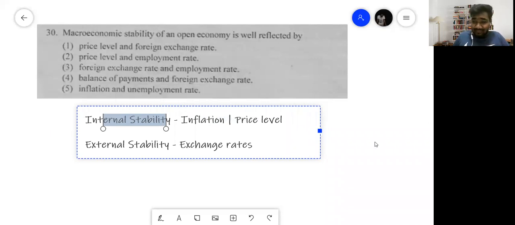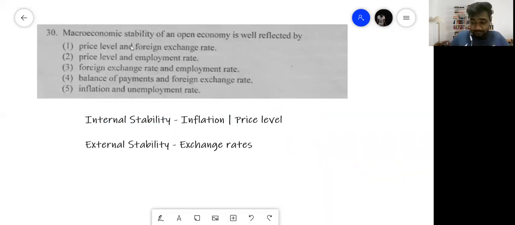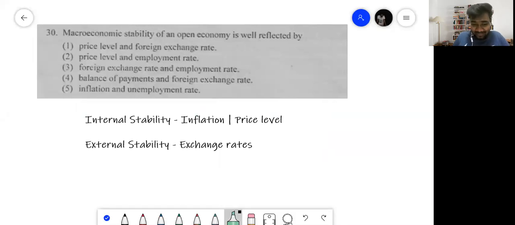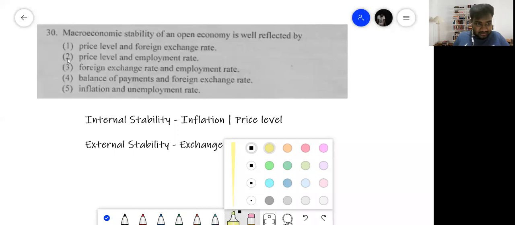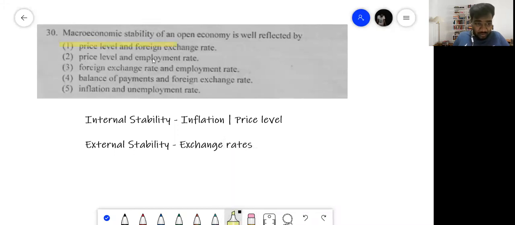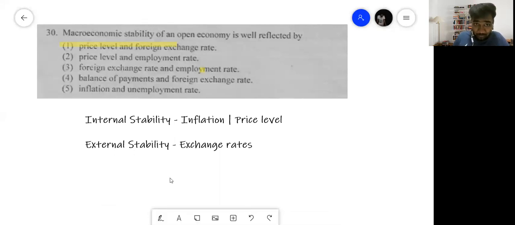So then what do we have as an answer? Macroeconomic stability is well defined by this one, right? Price level and foreign exchange rate. In case the textbook is saying a different answer, please let me know. Price level and employment, both are internal, no? Foreign exchange and employment. So rather than employment, inflation is a better measure, right? So price level is a better measure. That's why I think we'll go with 1. Balance of payment and foreign exchange, both are external. Inflation and unemployment, again, both are internal measures. Okay. So 30, we go with answer number 1.